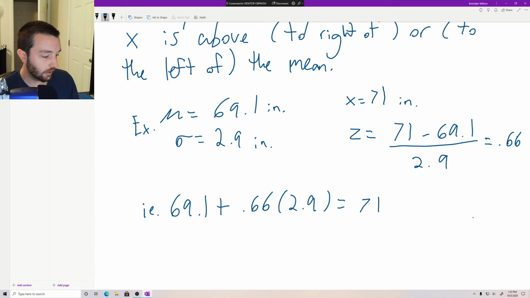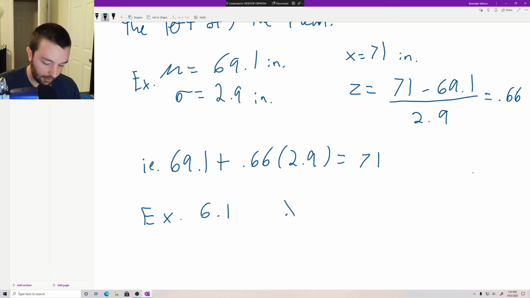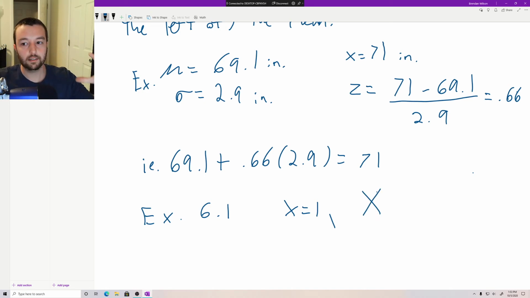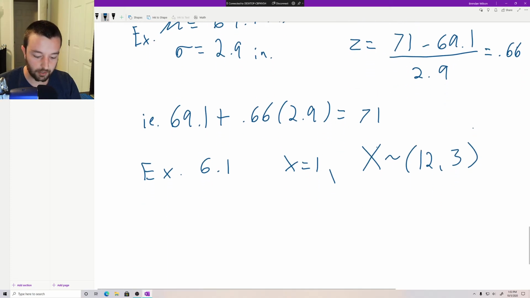So the z-score is very important here. Let's look at example 6.1 real quick. Let's say x equals 1 and big X. Remember, we're using big X for the random variable, meaning all of the data values, and the little x is a specific data value.